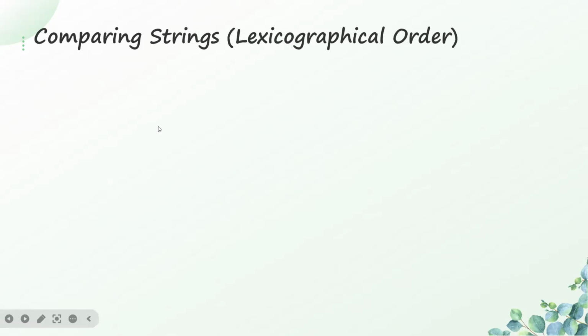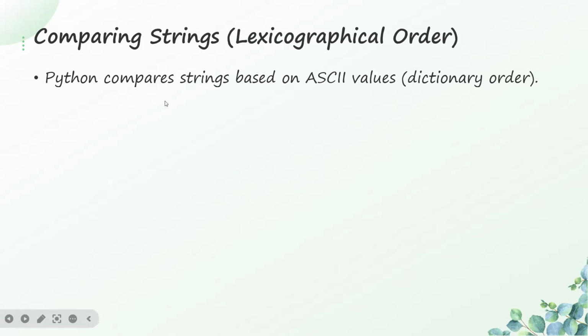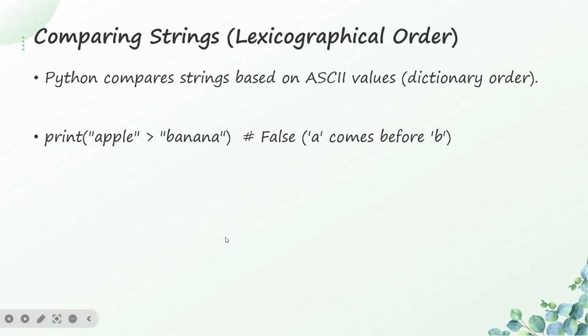We can also compare strings. Python compares strings based on their ASCII values. Remember the ASCII character set we talked about? When you're comparing strings, you compare them lexicographically. This is what it means. When we say is apple greater than banana, look at what we are considering here. We will take them letter by letter. The first letter is A in apple. The first letter in banana is B. So is A greater than B? It is false. A comes before B.